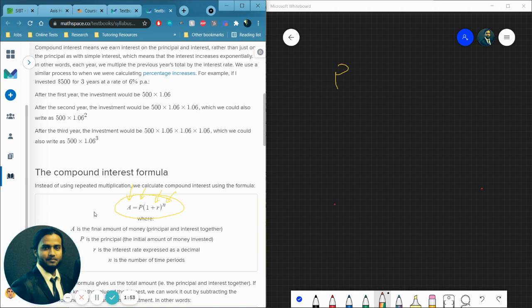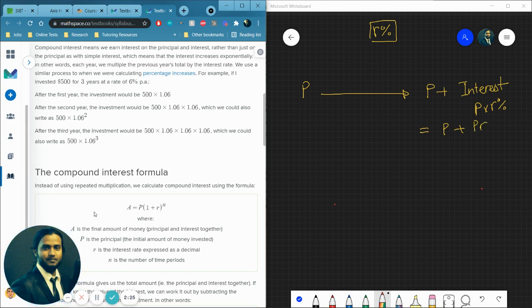For example, you put some money P, and at the end of the year with the interest rate R%, let's say that's your interest rate, what are you going to get? You're going to get your P amount of money plus the interest. But how much is the interest? P into R%. So overall, what you're going to get is P plus PR, whatever the interest rate is. In other words, at the end of the year, you're going to get P(1 plus R). So that's your amount of money at the end of the first year.